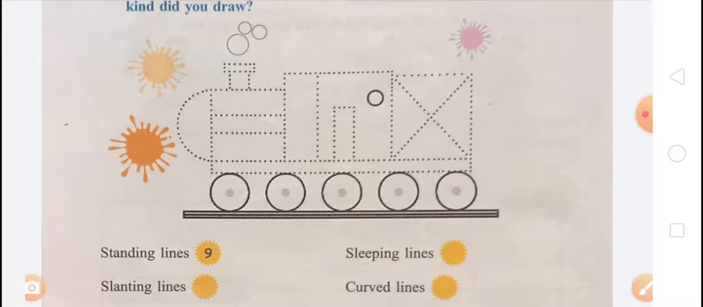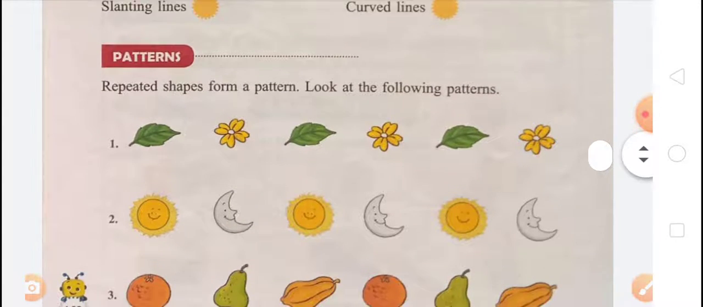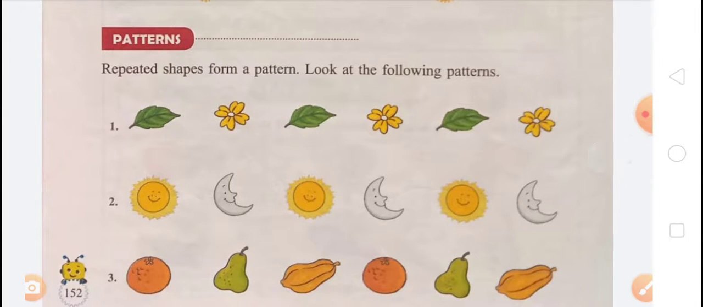Now come on, next there are patterns. What are patterns? You know that repeated shapes form a pattern. Look at the following patterns. You can see here that there are repeated shapes.